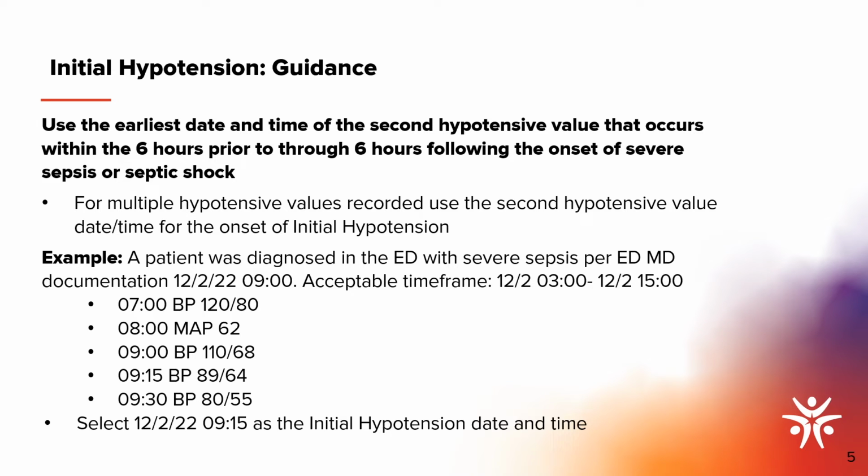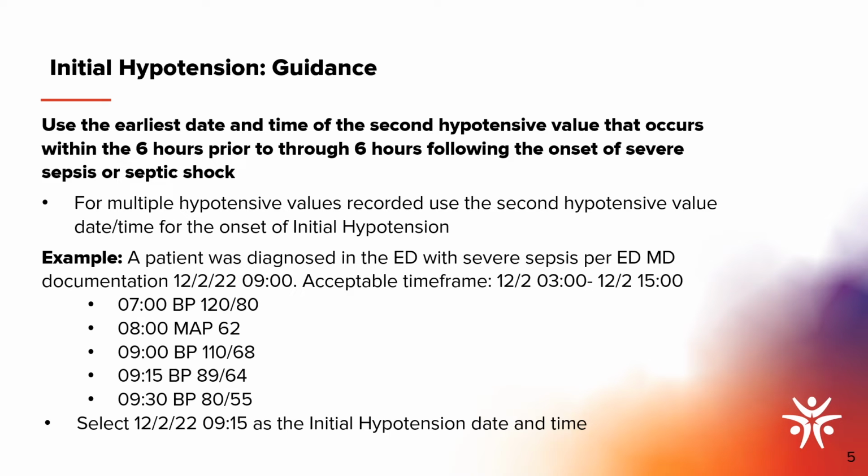Let's look at the example that includes multiple hypotensive values documented within the acceptable time frame. The onset of severe sepsis is at 9 o'clock. The acceptable time frame to be looking for initial hypotension is between 12:02 at 3 o'clock in the morning through 12:02 at 3 o'clock in the afternoon.